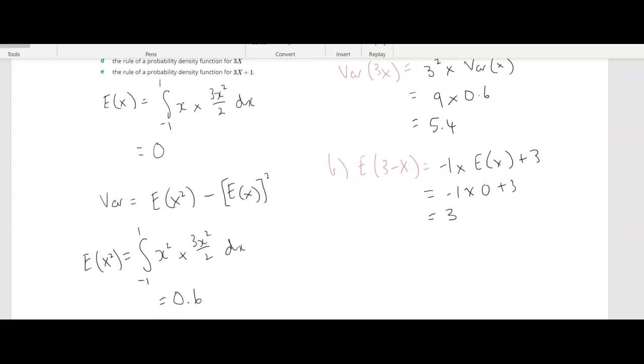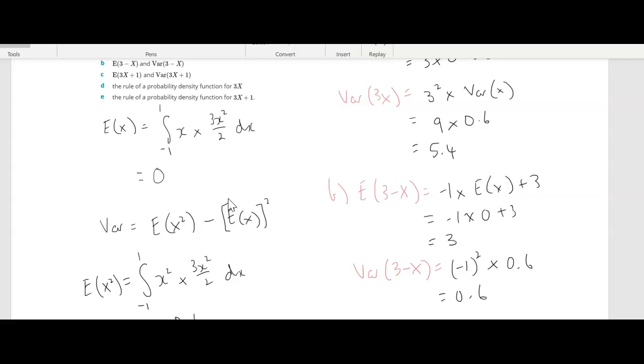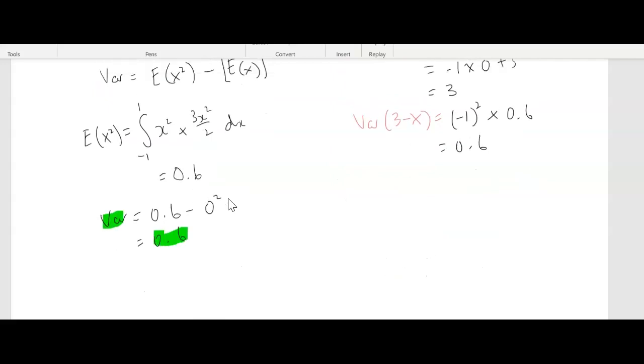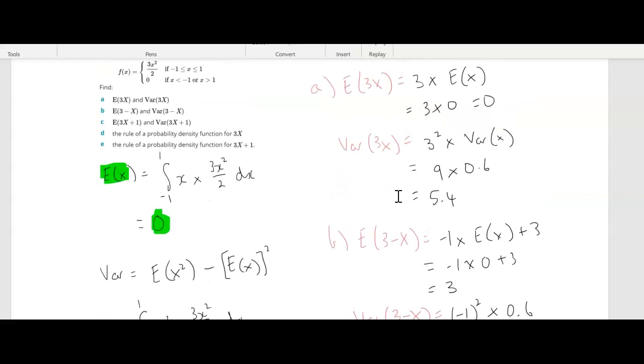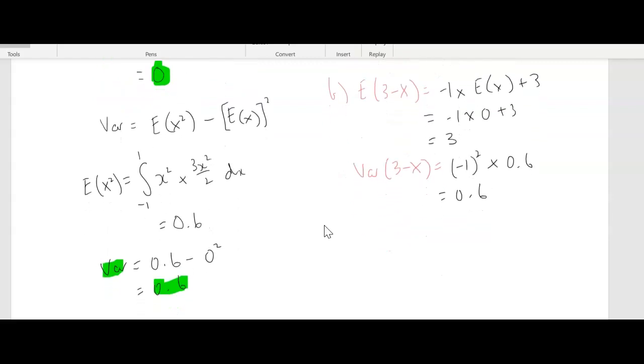Your variance: your coefficient of x is -1, so it's -1 squared times your variance, which is 0.6. So 1 times 0.6 is 0.6. If you're wondering where I'm getting these values from, just to recap, we did it before. The expected value is 0. Your variance is 0.6. So I just use them over and over again because these are all linear functions. Okay, so that's what this topic is about. All right, let's quickly do C.